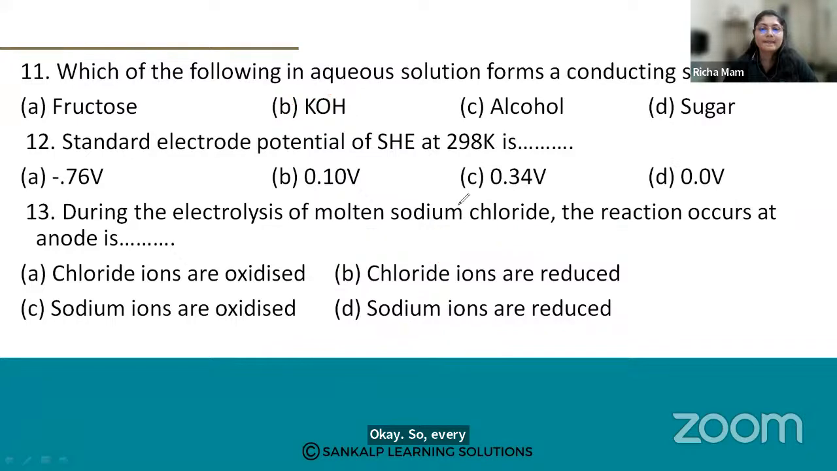Good. Next question. Standard electrode potential of SHE at 298 Kelvin is A, minus 0.76 volts; B, 0.10 volts; C, 0.34 volts; and D, 0.0 volts.